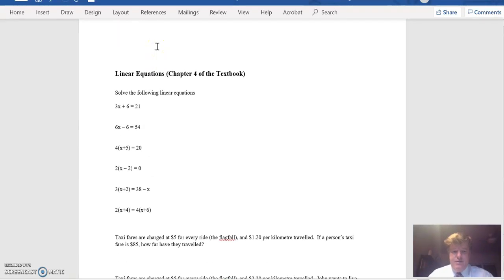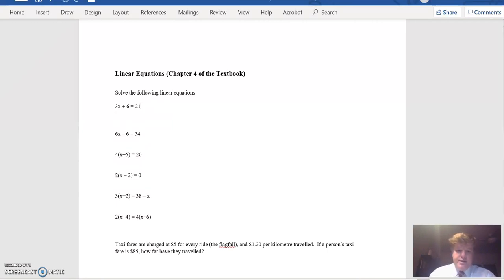In this next section, we're looking at linear equations. We're looking at solving different linear equations here. So when we do this, we're looking at this equal sign. We're able to do something to one side of the equation, but we have to do it to the other side of the equation. We're trying to find out what x equals.